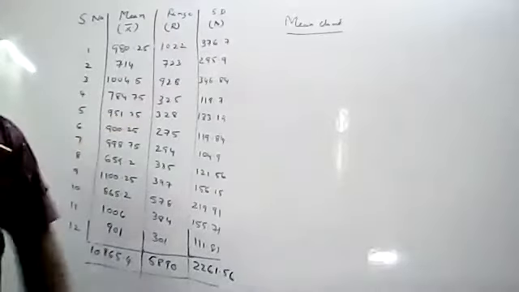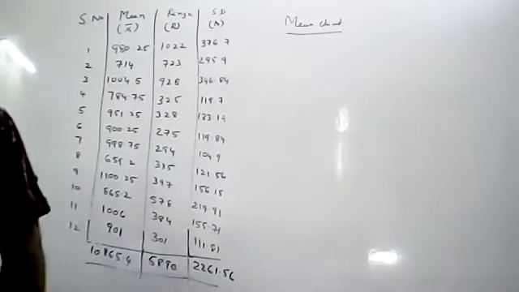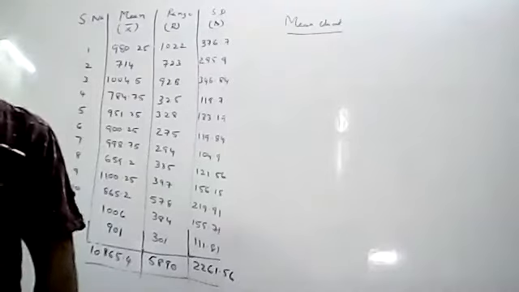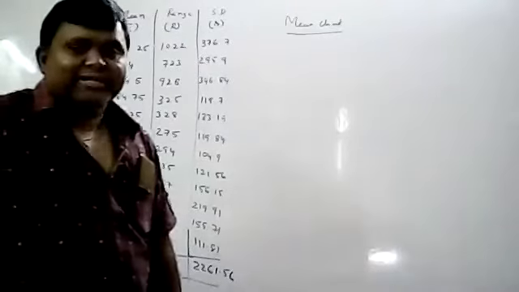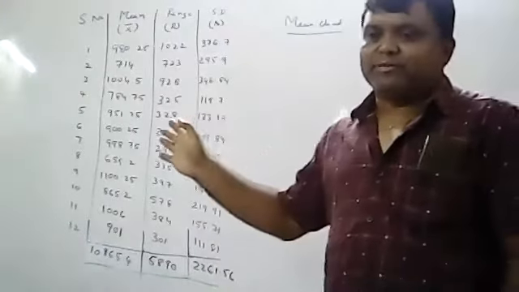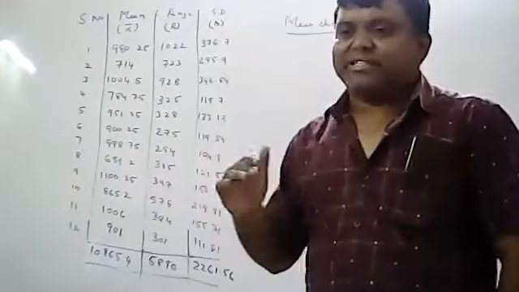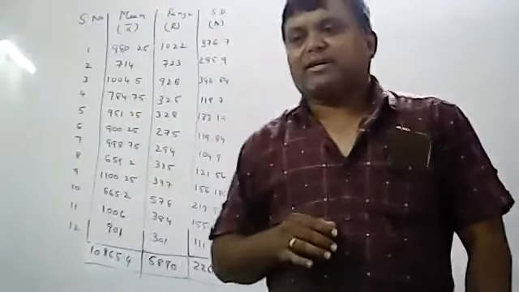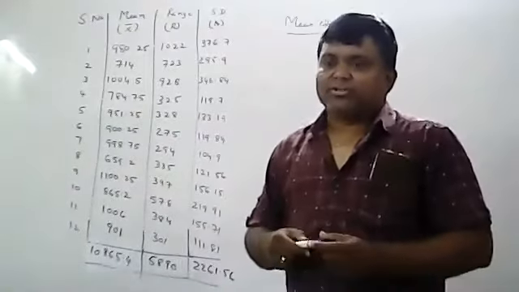So first you have to construct the mean chart. What is a mean chart? For the mean chart, you have two cases. Case one, when standards are given. Case two, when standards are not given. So in this particular problem, if you observe, it is the standards-not-given case. Mu and sigma are not given to you. Then standards are not given, so you have to calculate.